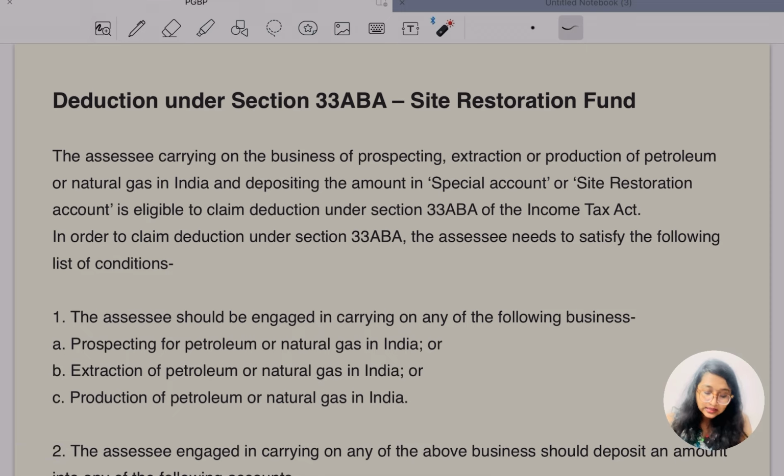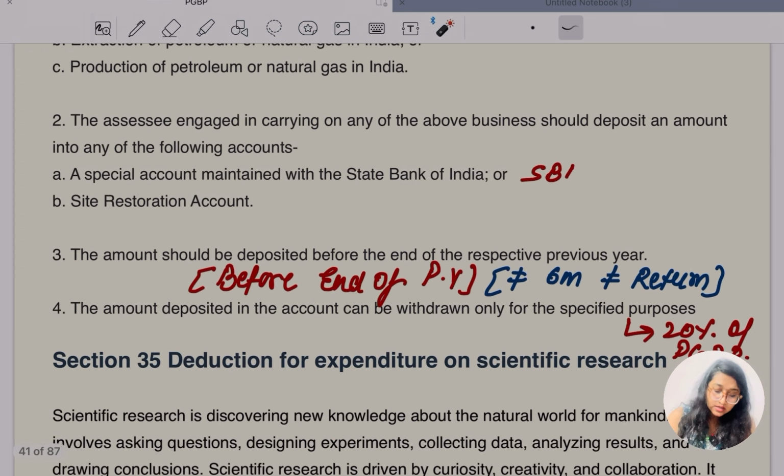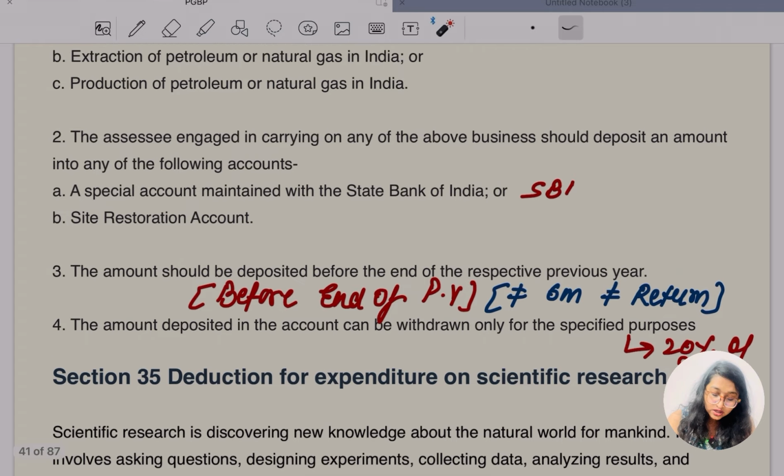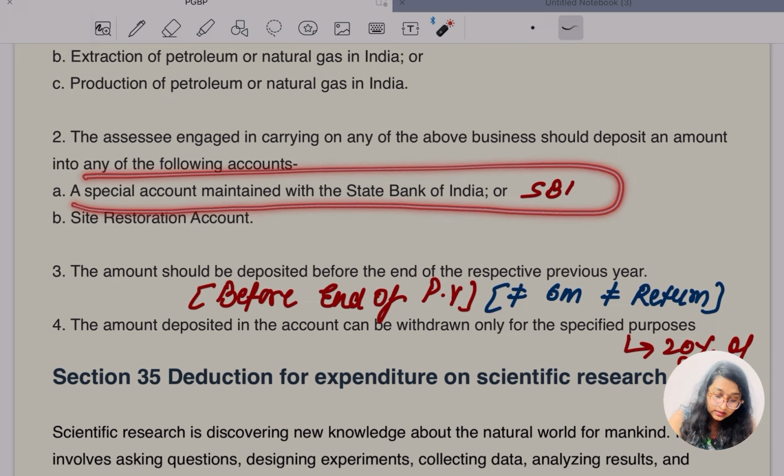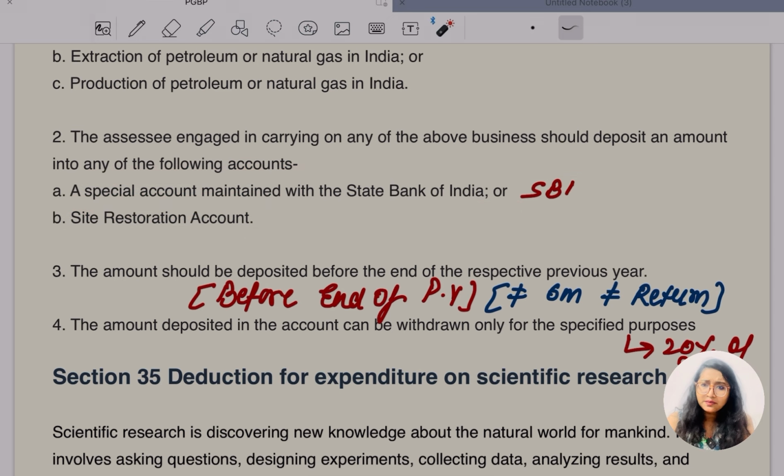Now the other section is going to be the last and it's a similar point. ठीक है, तो I'll be very quick. 33ABA which is saying about the site restoration fund, same thing बोल रहे हैं, same thing. ठीक है, where the amount deduction कैसे मिलेंगे, what is going to be the amount: the special amount maintained with SBI or the site restoration account. ठीक है. So whichever is lower among them would be taken.